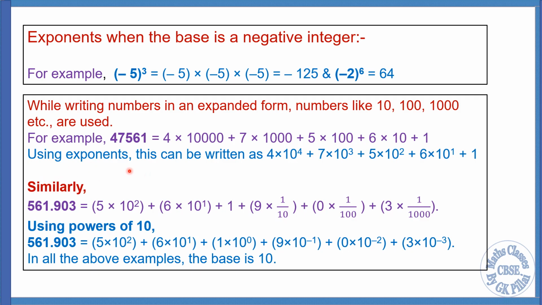Now using exponents we will be writing like this: 4 into 10 to the power of 4 plus 7 into 10 to the power of 3 plus 5 into 10 to the power of 2, 6 into 10 to the power of 1, or just 10 you can write, plus 1.